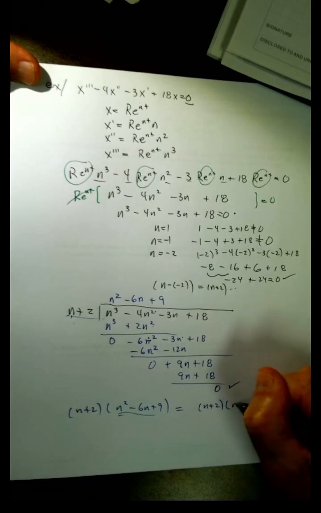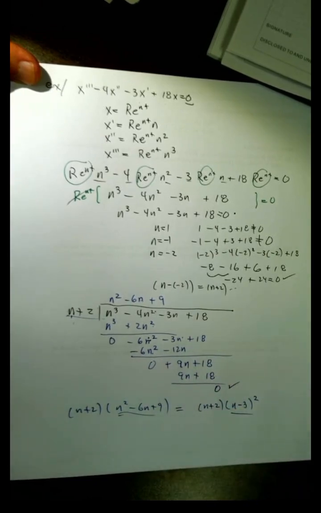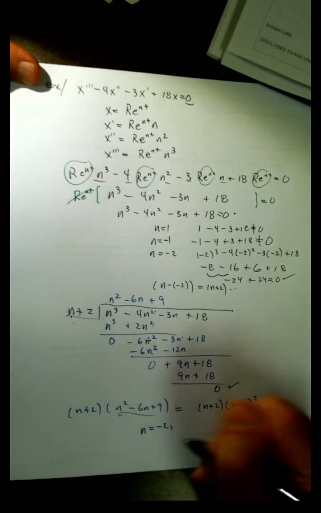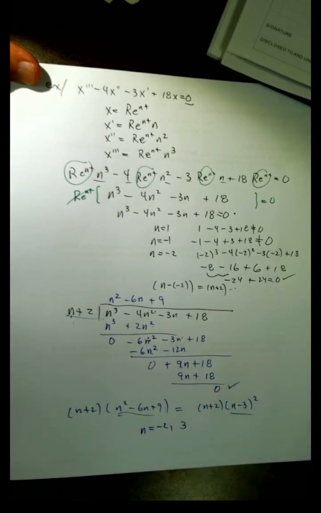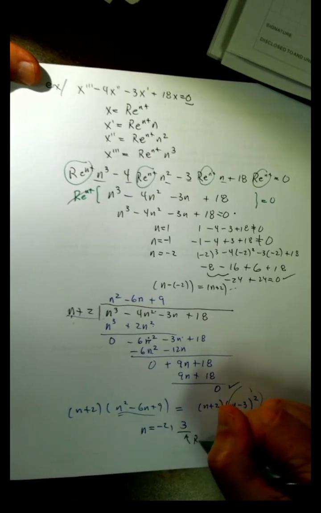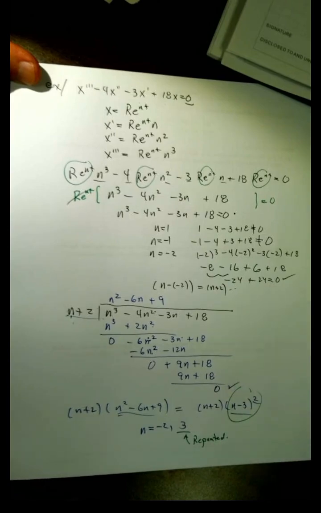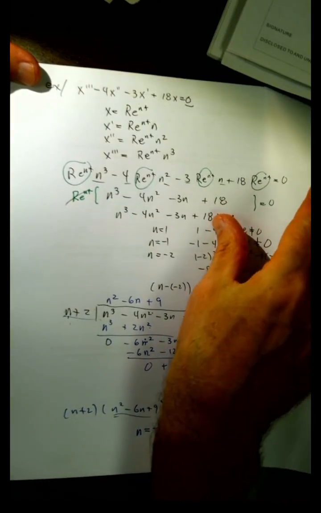I can recognize, though, that that is (n minus 3) quantity squared. So that means n equals minus 2 or n equals 3, but n equals 3 is repeated twice. So what does that mean?